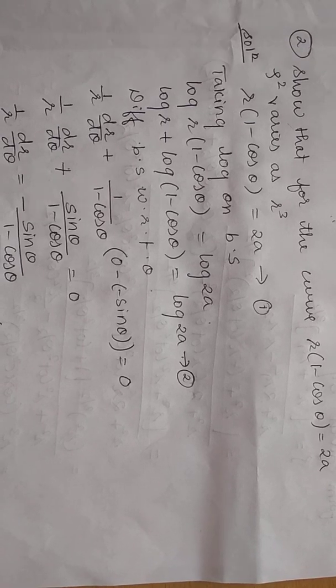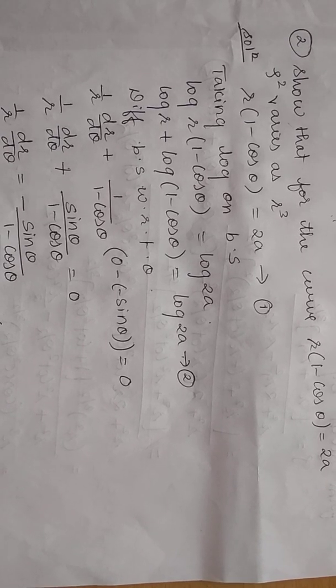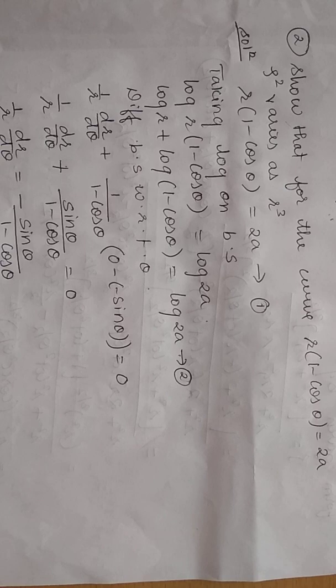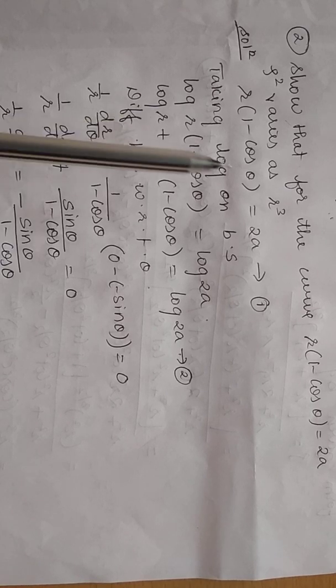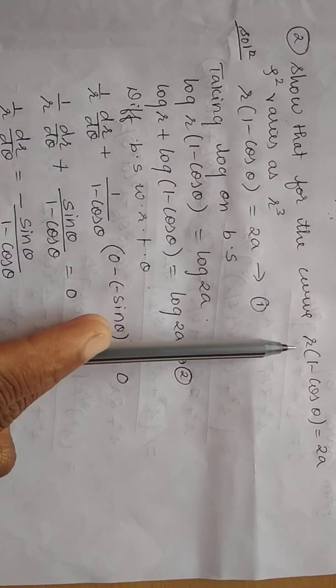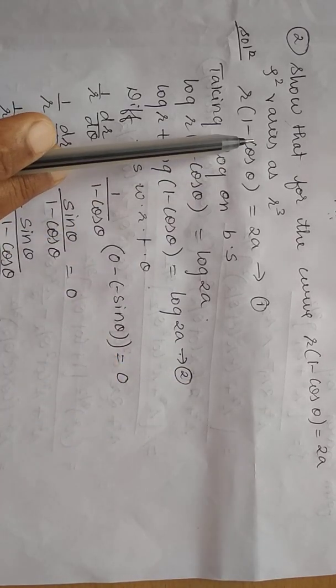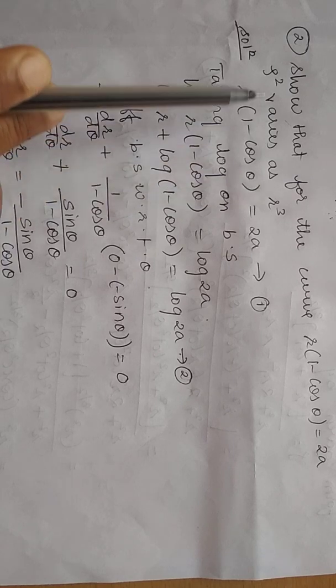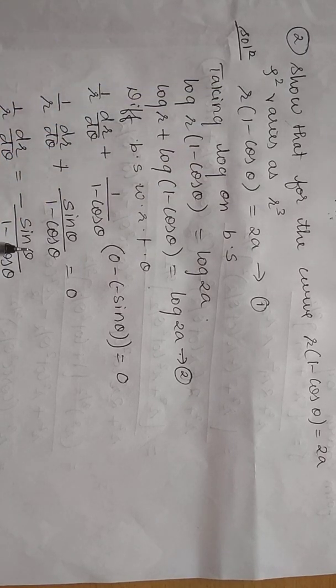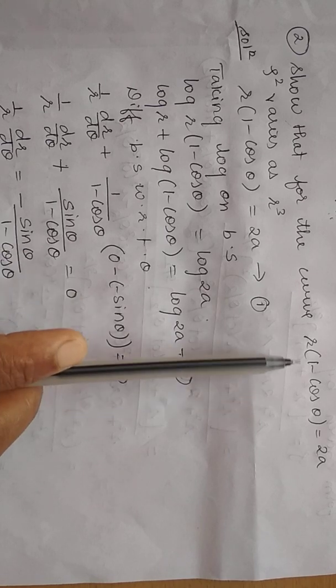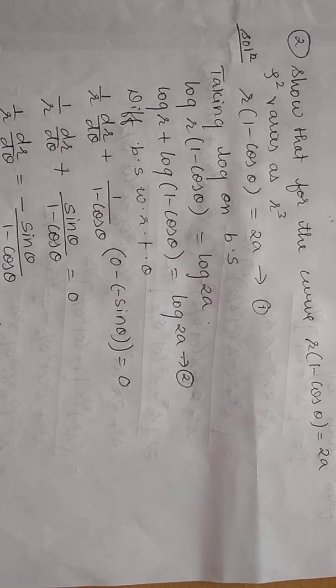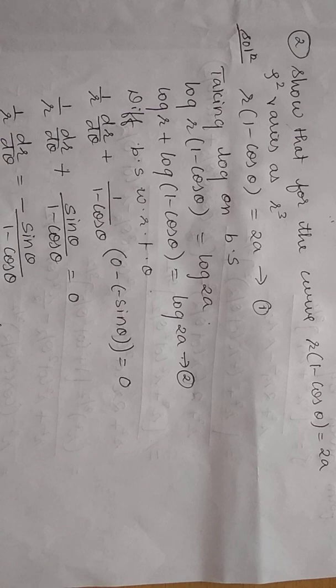Students, we'll see the second type of problem in radius of curvature for the polar curve. They are asking us to show that for the curve r into 1 minus cos theta equals 2a, rho square varies as r cube. Now when rho comes, it is understood to be the radius of curvature. And if radius of curvature comes and this is a polar curve, you have to find r1 and r2, right?